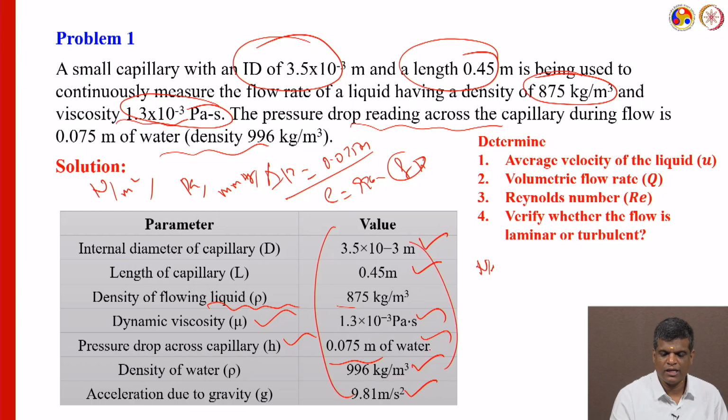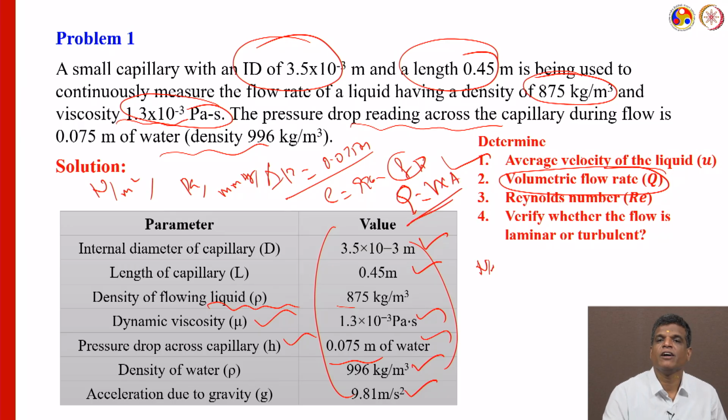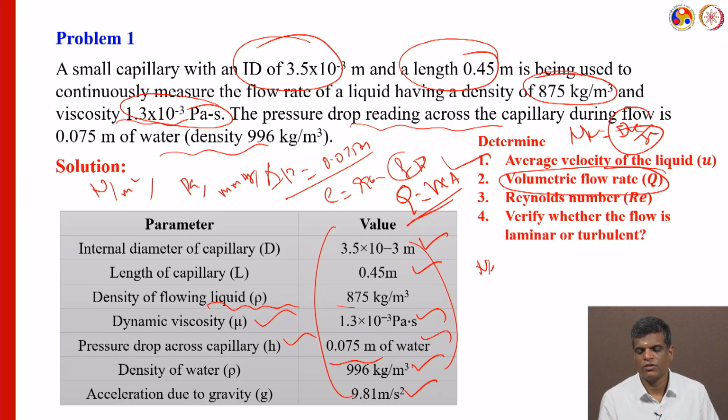Now what they are asking here is to calculate the average velocity of the liquid, U, in meter per second. Once U is done, we have to calculate the volumetric flow rate, the Q value, because average velocity V into area gives us the volumetric flow rate. Next is the Reynolds number. Of course, Reynolds number we know: Reynolds number equals d V rho by mu. From there we can calculate whether this is a laminar flow or turbulent flow, or what type of flow. So we verify whether the flow is laminar or turbulent. For that purpose only we want to use it here.